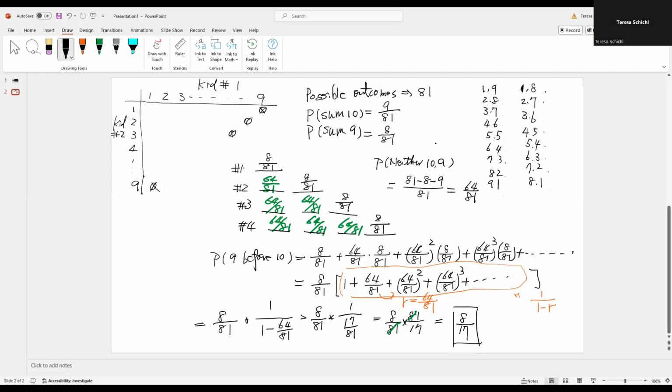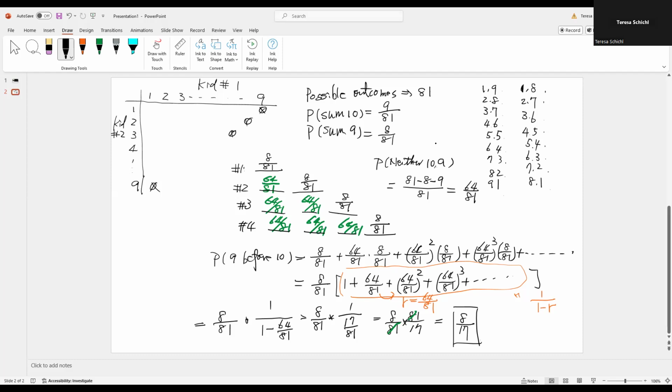So it intuitively makes sense, right? Because the chance to get a sum of 9 is only 8 out of 81. The chance to get a sum of 10 is 9 out of 81. So the probability to get the sum of 9 before 10 is a little bit less than half, right? So it's less than half here. So it intuitively makes sense.